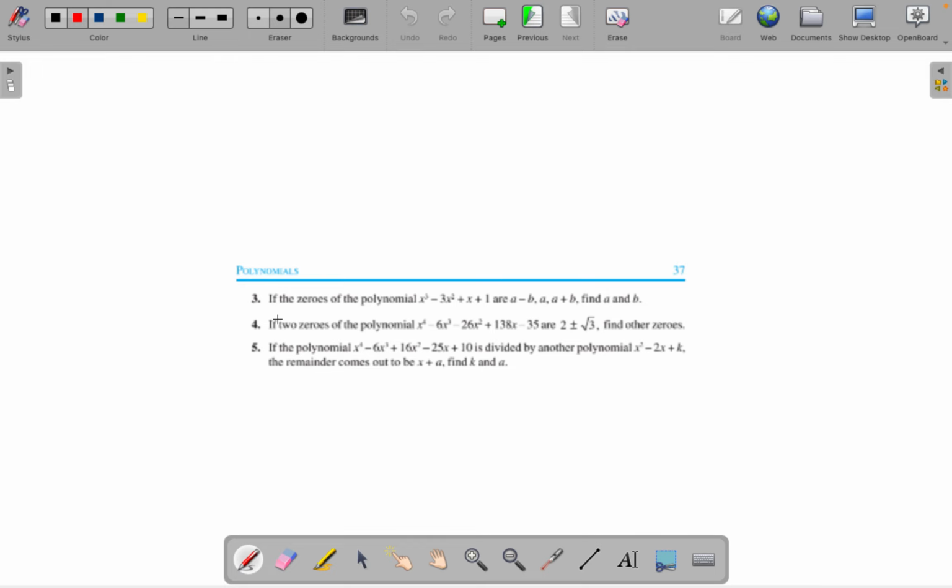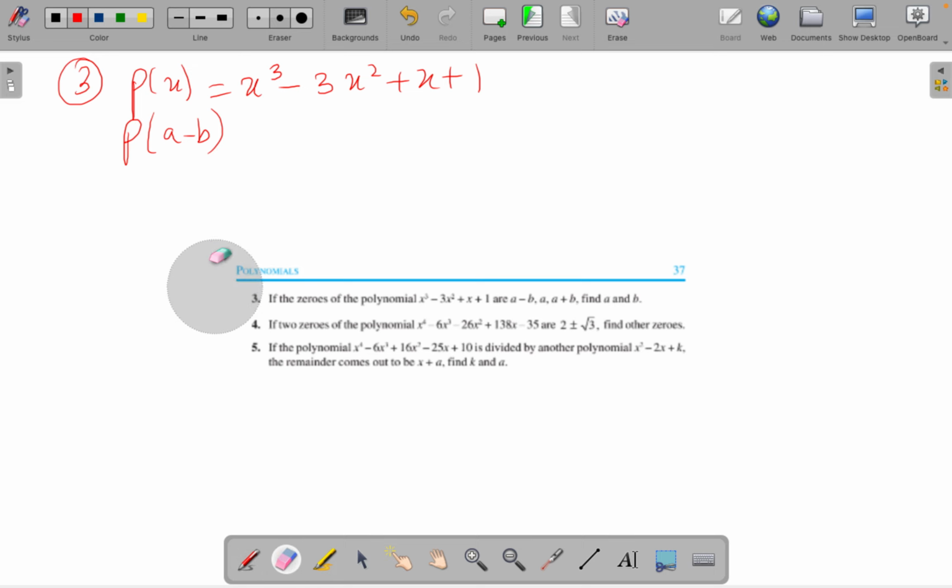Question number 3. If the zeros of the polynomial are this, again these are the 3 zeros. Again we know how to proceed in this question. As soon as we know the zeros, we will put them in place of x and equate the polynomial to 0. So first is p of a minus b we will find out, right children? Or we can also do this question by another method, this is a little lengthy process. Rather than doing this, let's take one zero as this, other as this, and gamma as this.